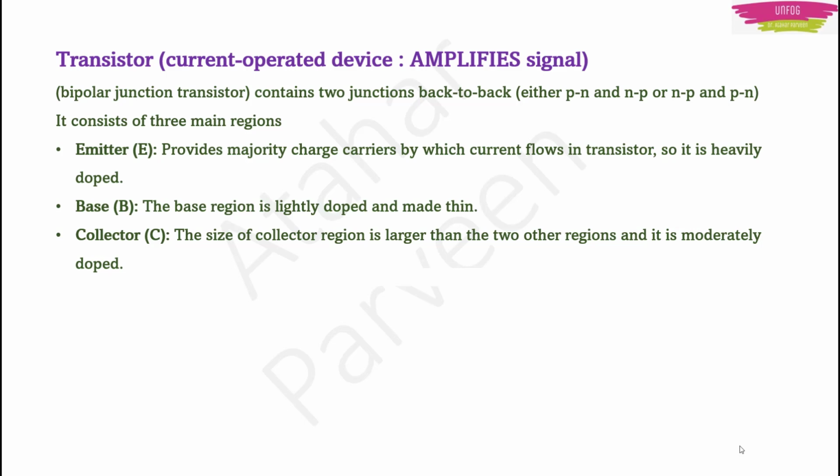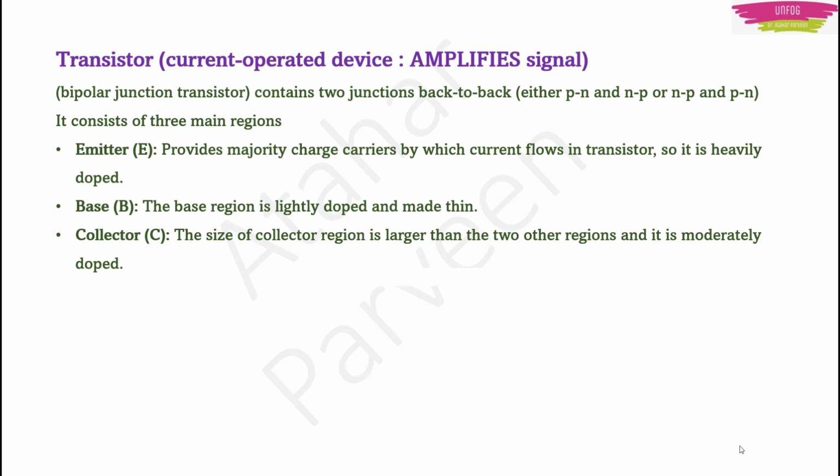Okay. Basically transistors are bipolar junction transistors. Bipolar means they have 2 junctions. See, in a PN junction diode, there were 2 materials, P and N. The junction was 1, isn't it? There was 1 junction.